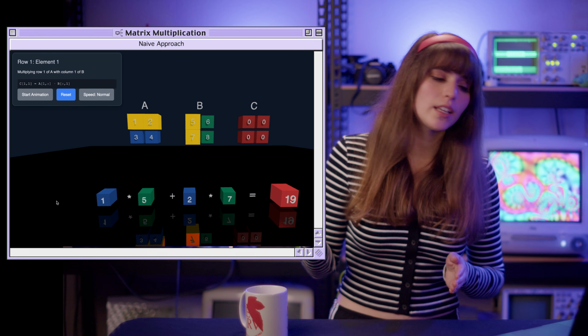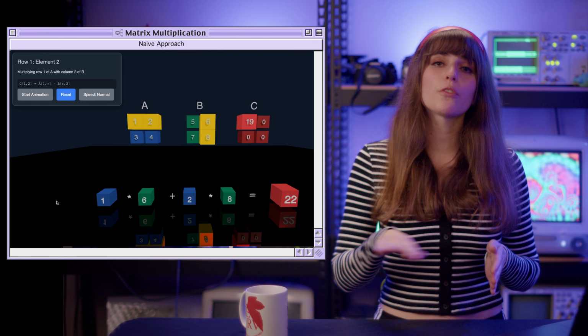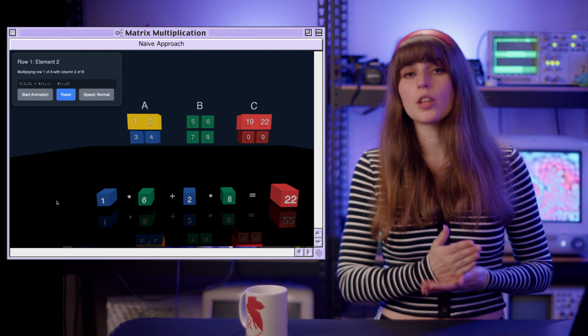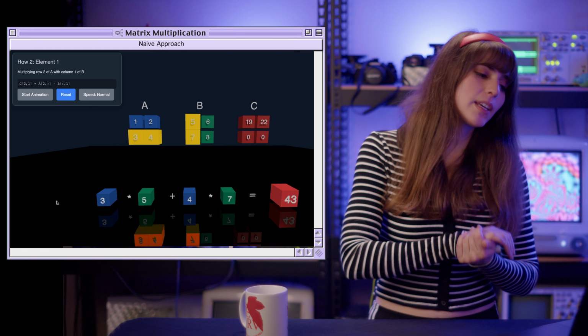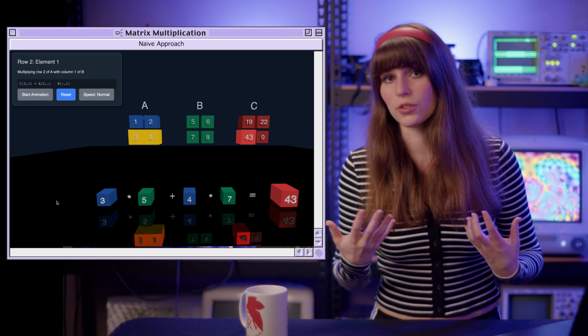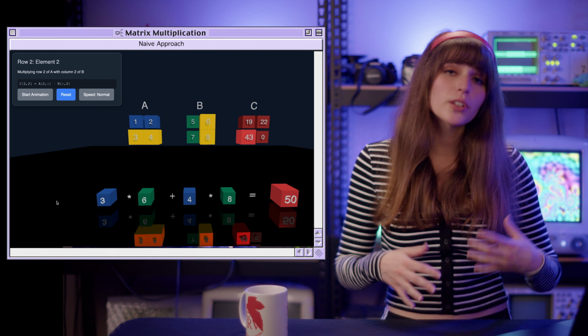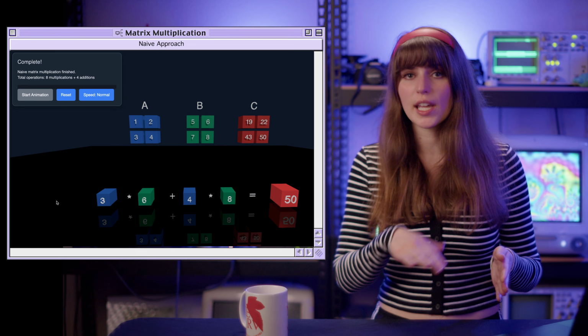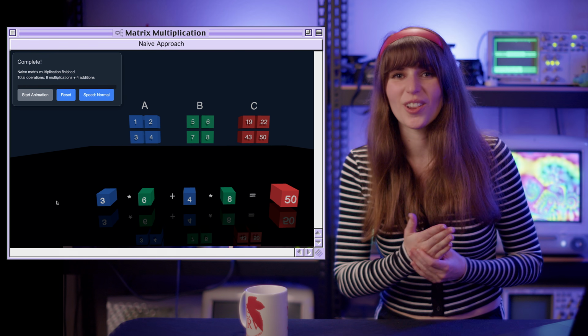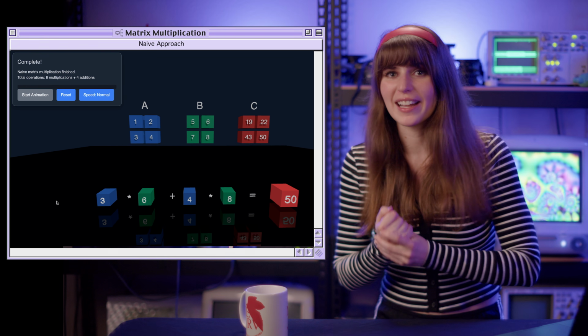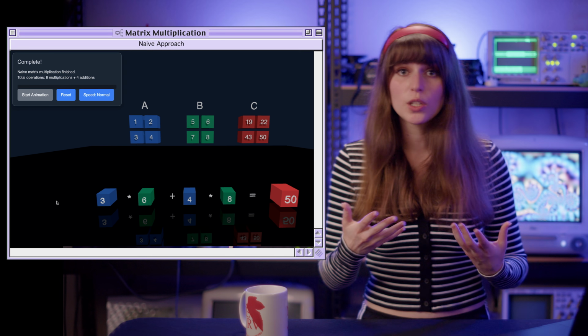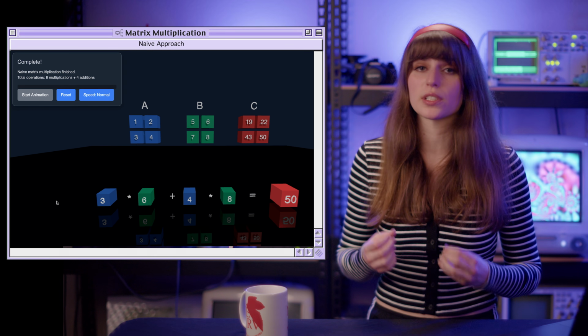Very simple, we're taking the dot product of the first row of matrix A with the first column of matrix B, and then that becomes the first element inside of matrix C. Similarly, we have the first row of matrix A applied to the second column of matrix B, getting our second element in C, and then we can continue on to get the entire value of matrix C.